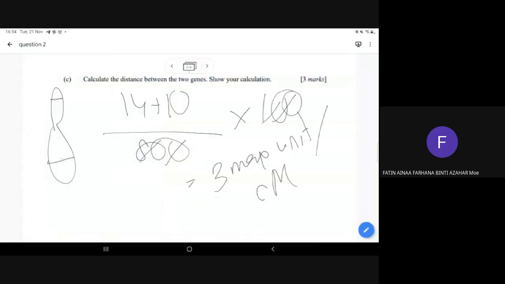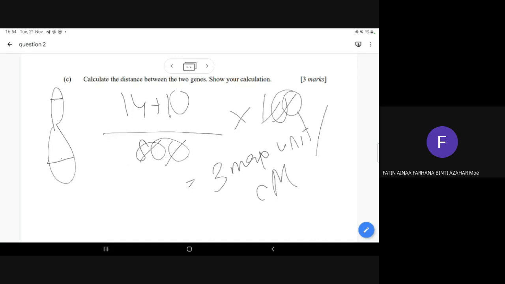Bagus soalan awak. Okay, kalau tanya saya, always write down the formula. Okay, sebab kadang-kadang ada markah. Dia ialah benda yang simple. Kadang-kadang kita buat ni ada markah, kadang-kadang kita buat tak ada markah. So kita buat je lah, kot ada markah. Okay, it's as simple as that.